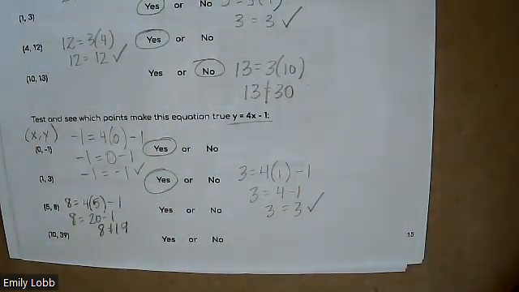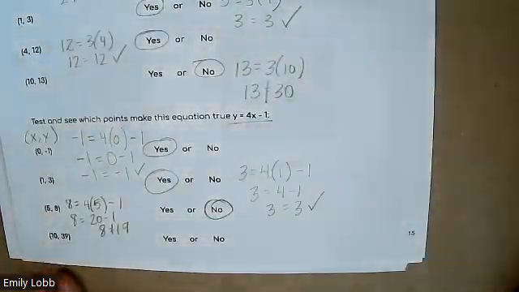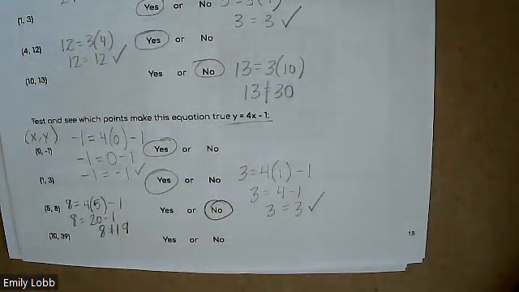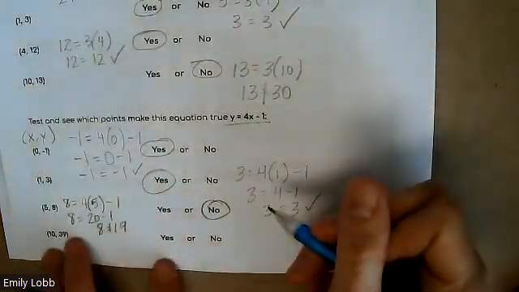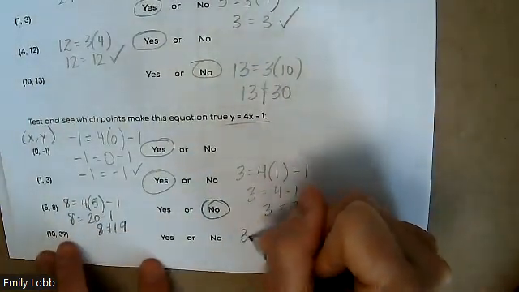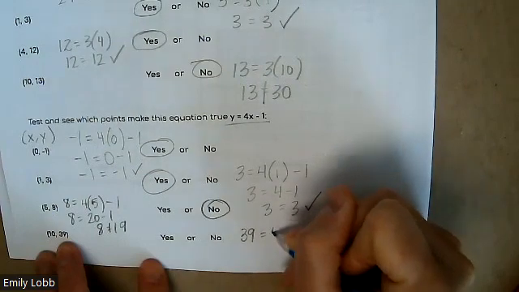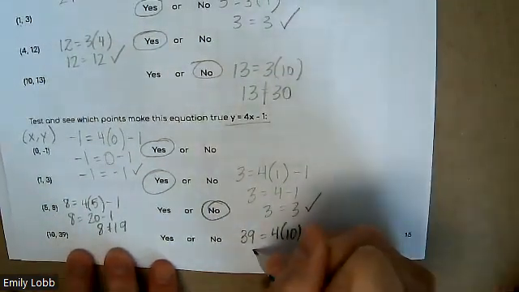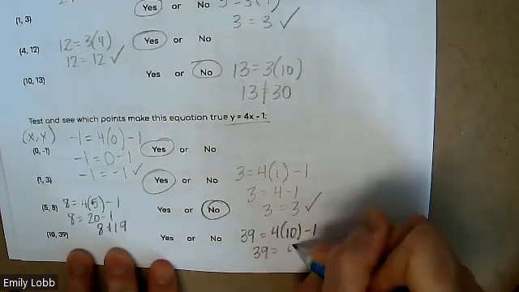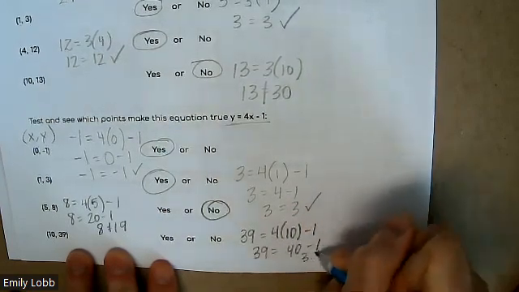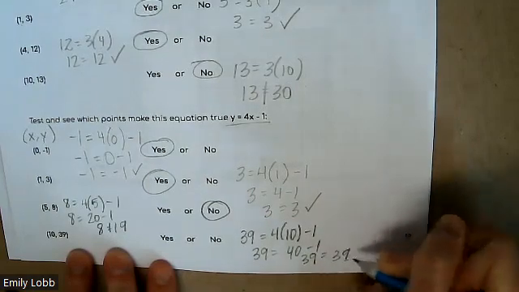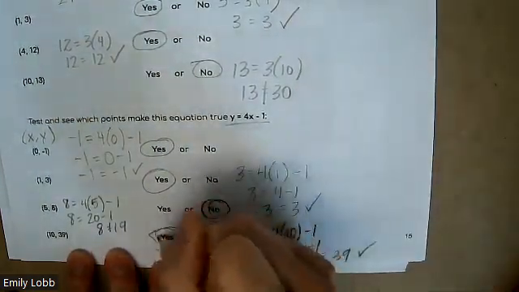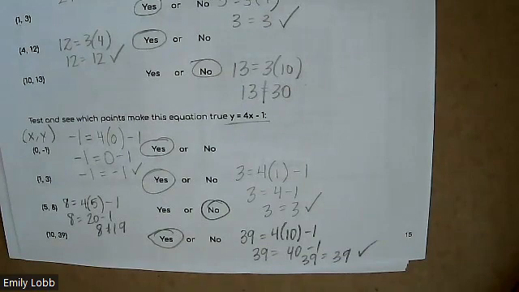And you need to show that work? Yes, you do need to show that work. So hopefully you've done more than circle yes and no for these, right? Then here we're saying 39 is equal to 4 times 10 minus 1. So 39 equals 40 minus 1. Does 39 equal 39? That one checks out for sure. So hopefully you've shown that work and you understand how we did that.